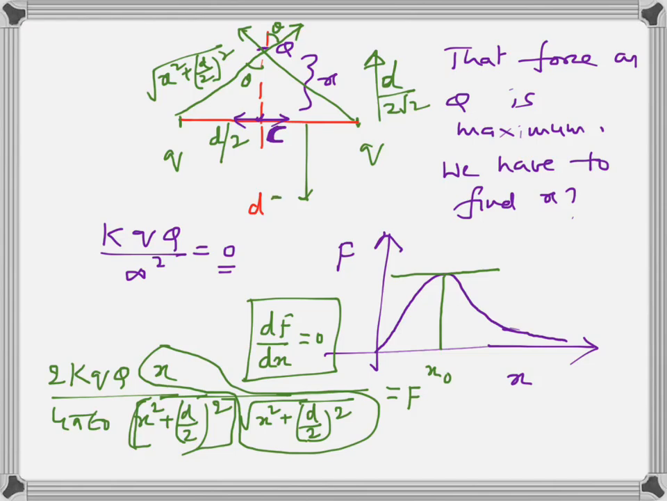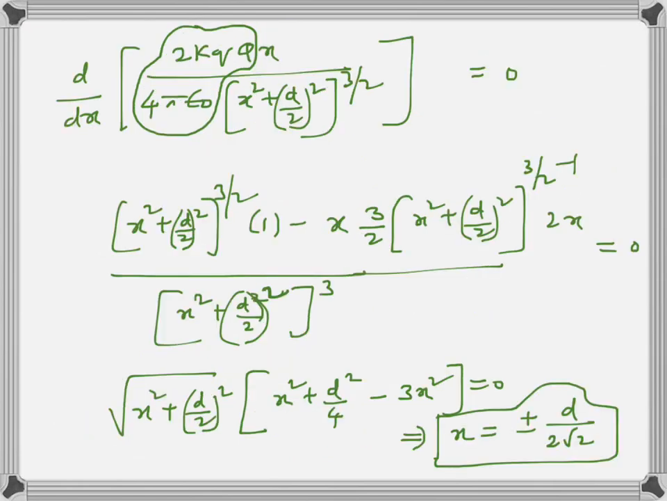Here also somewhere the force will be maximum. Okay, you can take the capital Q like this, or you can take it down also. So at a distance of minus d by 2 root 2 also, from the center on this perpendicular bisector, the force is maximum. So we have plus d by 2 root 2 and minus d by 2 root 2. Okay, clear?